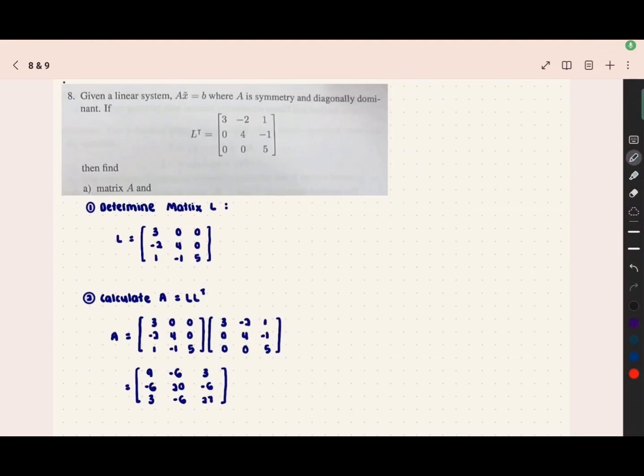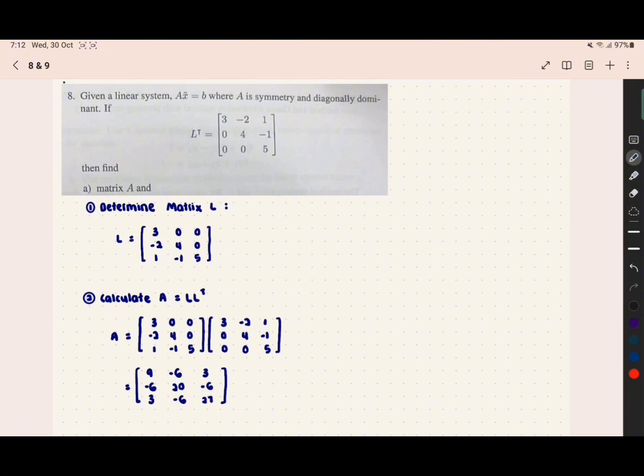Cool. First question A. Given a linear system AX = B where A is a matrix and diagonally dominant, if L transpose is 3, -2, 1, 0, 4, -1, 0, 0, 5, then find matrix A. First, we have to determine matrix L, which is 3, 0, 0, -2, 4, 0, 1, -1, 5. Then we have to calculate A by multiplying L and L transpose.